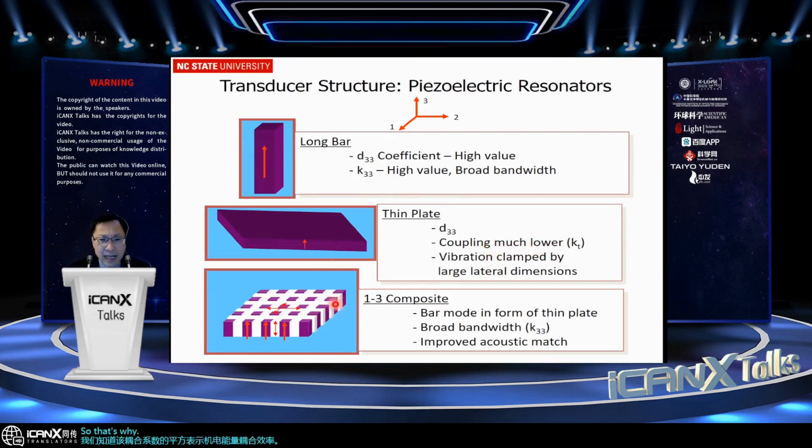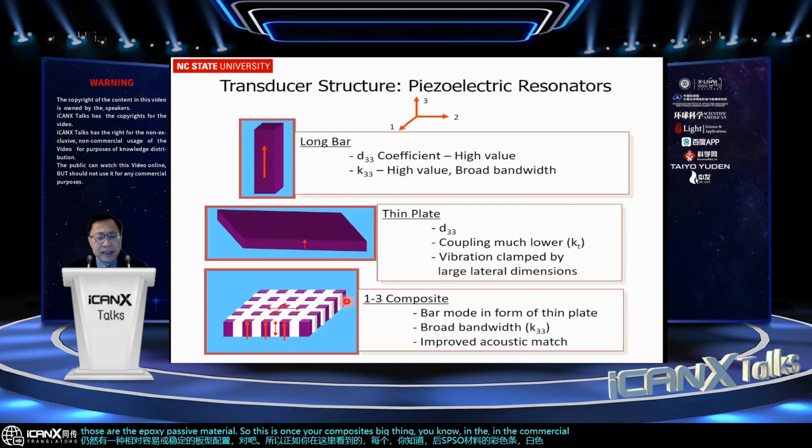So that's why in the 1980s, Penn State University discovered that the 1-3 composite can take advantage of the coupling coefficient k33 and still have a relatively stable plate-type configuration, right? As you can see here, each colored bar or post is the piezo material. The white curves are the epoxy passive material. So this 1-3 composite is a big thing in conventional ultrasound for broadband ultrasound transducers.